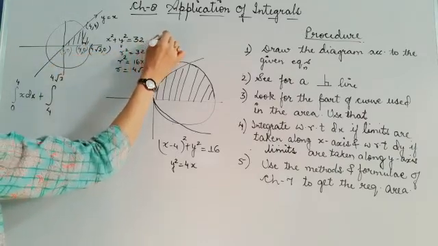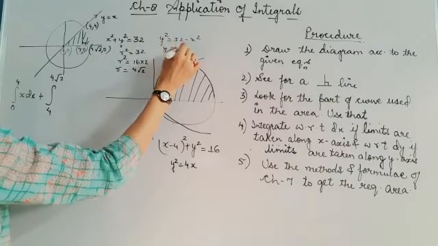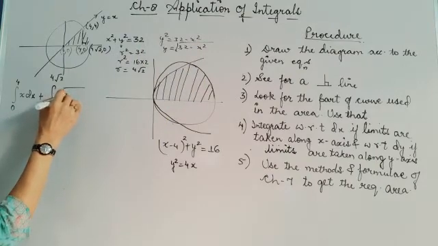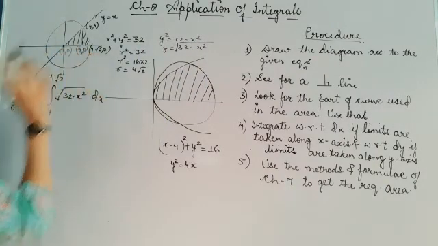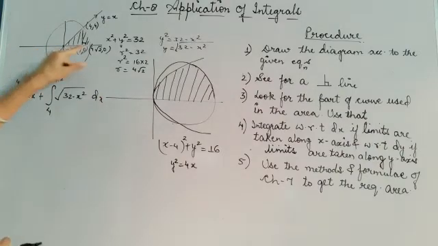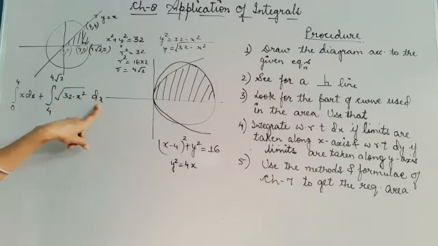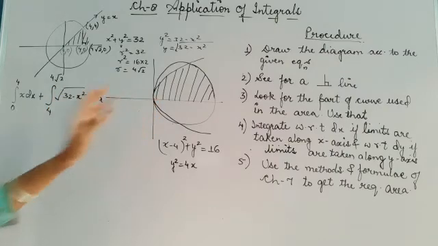So y square equal to 32 minus x square, and y equal to under root 32 minus x square. So I will be getting it as integration of under root 32 minus x square dx. Since I have taken the limits along x-axis, that's why I have framed the function in terms of x and I am integrating it with respect to x. Now here you have to apply your chapter 7 formula.